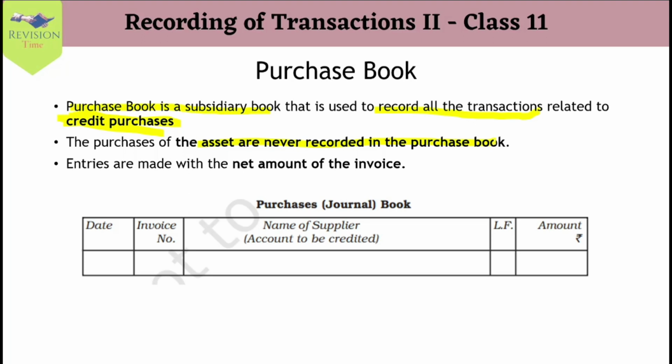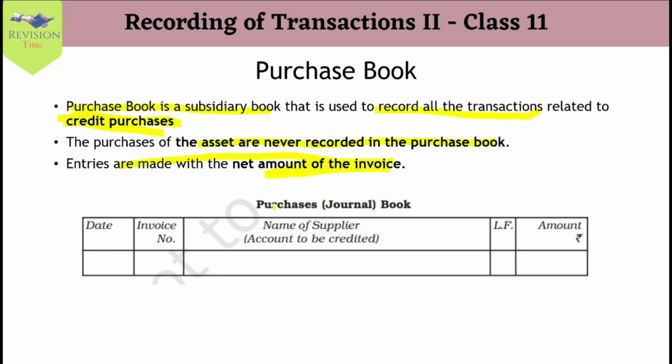We are recording the daily stock, the main activity, the stock of main business of the firm, which are purchased on credit. All such are recorded in our purchase book. Entries are made with the net amount of the invoice. Invoice is the proof of entries for recording them in our purchase book.